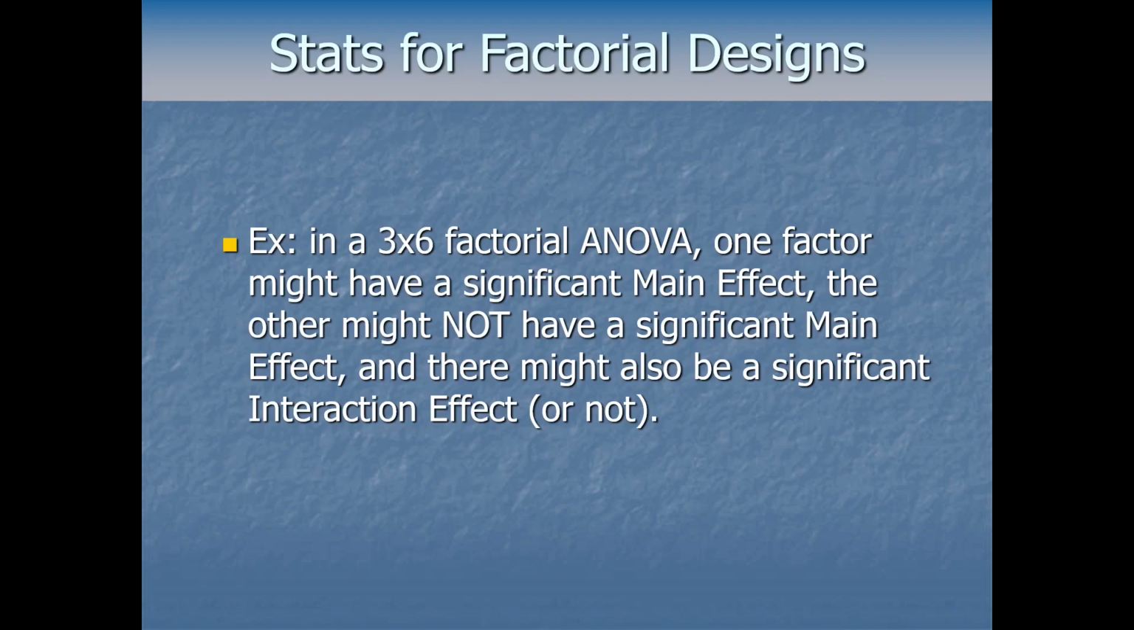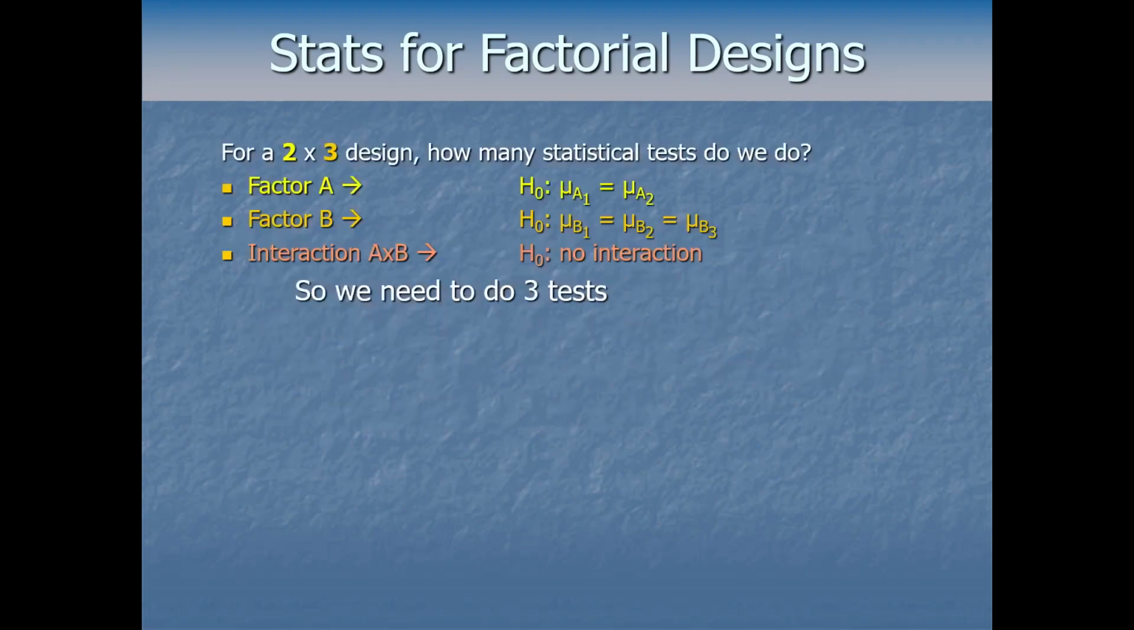that means we've got two factors, right? A factor with 3 levels and a different factor with 6 levels. So one factor might have a significant main effect, but maybe the other factor doesn't have a significant main effect, and then there might also be a significant interaction effect, or not, depending on how the stats come out. And of course, if there is an interaction effect, then do be very careful about how you interpret the main effects, just as we do with all factorial designs that we've talked about.